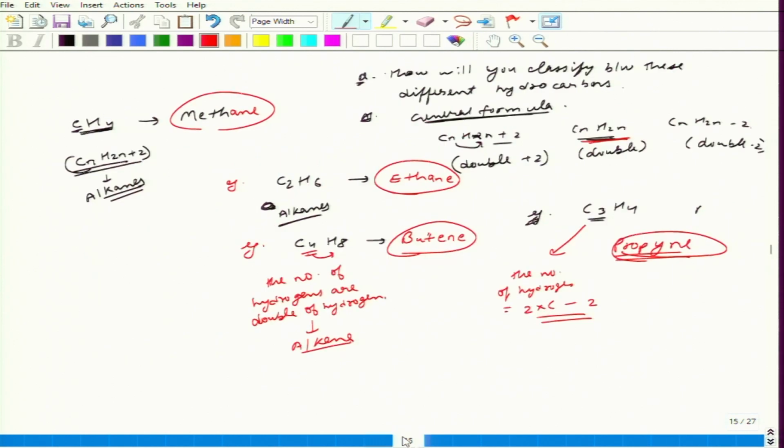How are we going to distinguish between alkane, alkene and alkyne? By seeing the general formula. If you don't know the general formula, it's still fine. In an alkane, the number of hydrogens is 2 more than double the number of carbons. In alkenes, the number of hydrogens is double the number of carbons. In alkynes, the number of hydrogens is 2 less than double the number of carbons. On this basis we name them, as we have done with methane, ethane, butene and propyne. So this is how we name these hydrocarbons. For now, this is all, and thank you so much.